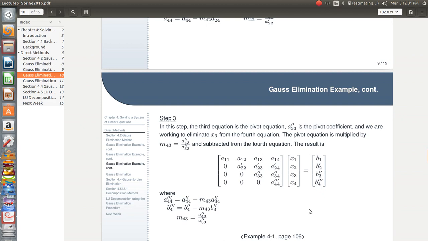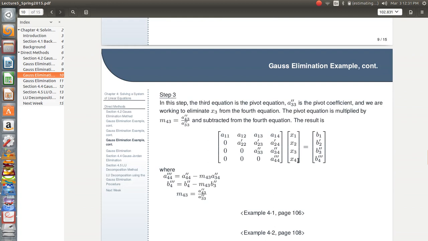So then we can use this last equation down here in order to back substitute. We would get a value for x4, substitute it into the previous equation, get a value for x3, substitute x3 and x4 into the equation with x2, get a value for x2, and then finally we can solve for x1.